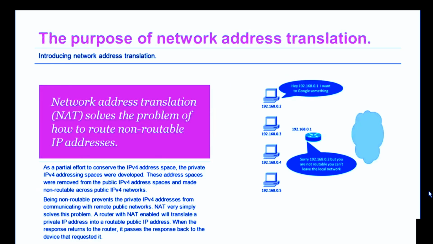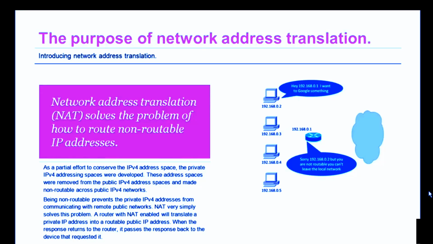Network address translation, or NAT, solves a very serious problem of how to route non-routable IP addresses. As a partial effort to conserve the IPv4 address space, the private IPv4 addressing spaces were developed. These address spaces were removed from the public IPv4 address space and made non-routable across public IPv4 networks. And this led to the problem.